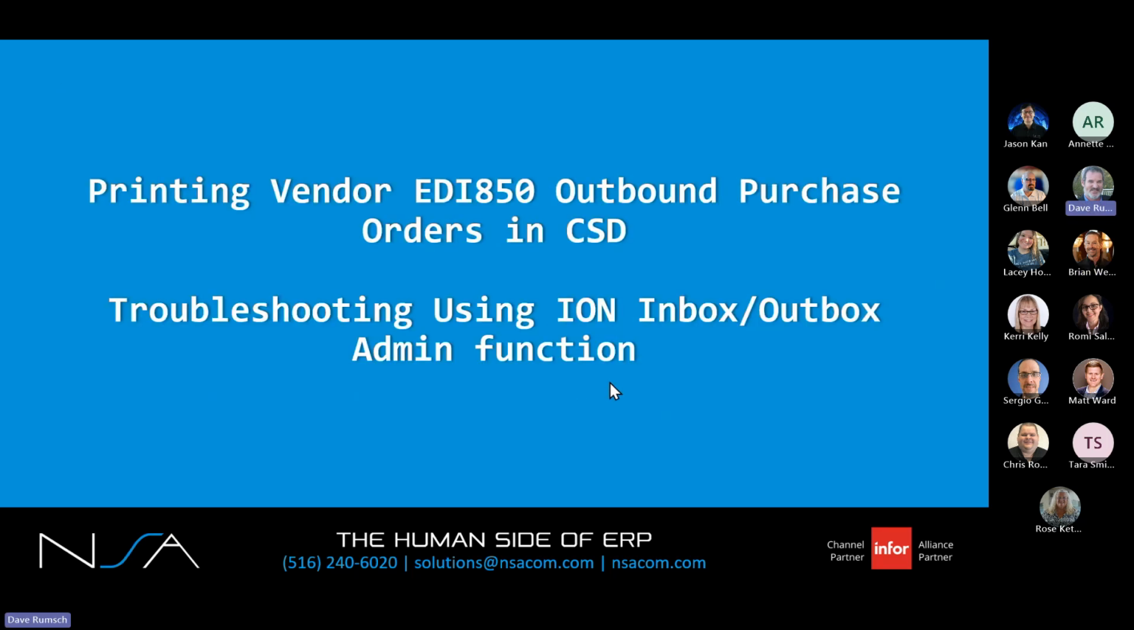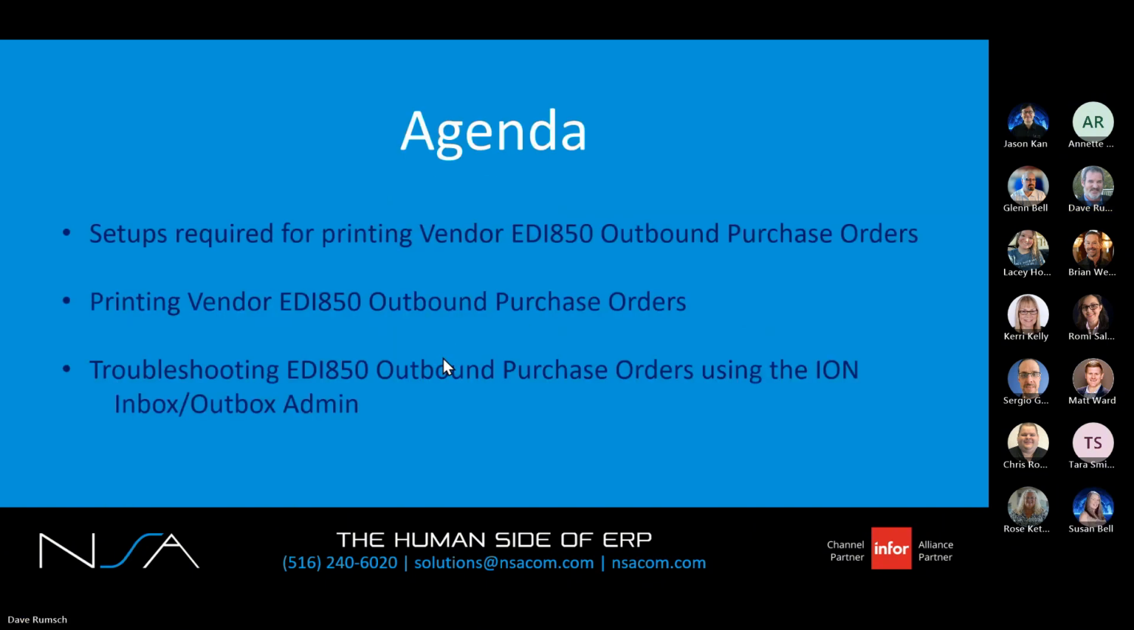Thanks, Brian. So today we're going to go over printing of vendor EDI outbound purchase orders, the setups associated with it and the printing, and how to troubleshoot a little bit using the ION Inbox Outbox in the admins. The agenda for today is we're going to go over the setups required. We're going to go over the printing of the vendor EDI850 outbound purchase orders. I apologize for repeating that over and over, but it's how it came out. We're going to also go over some of the troubleshooting.